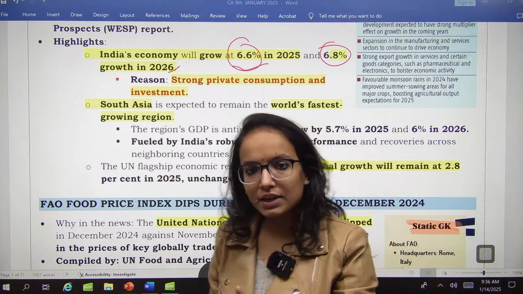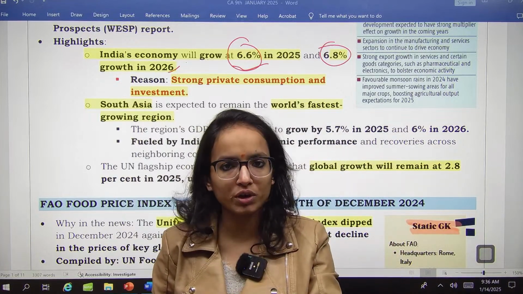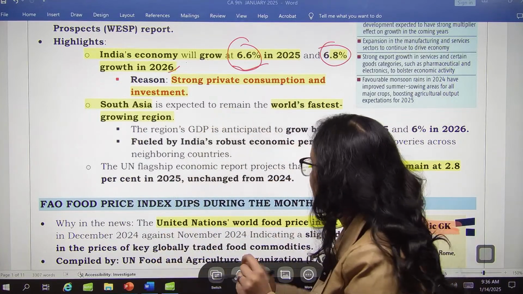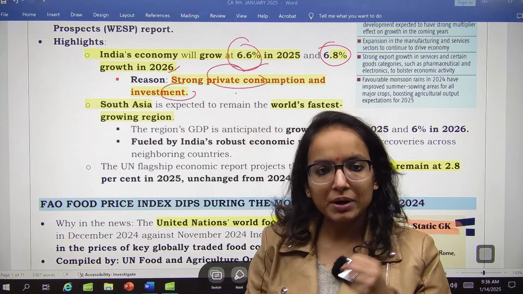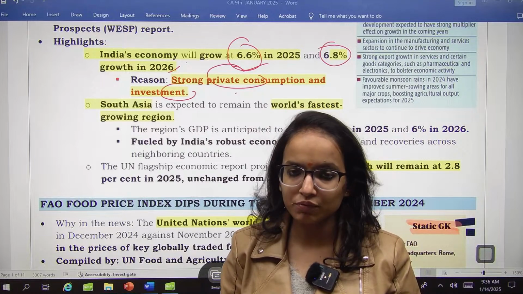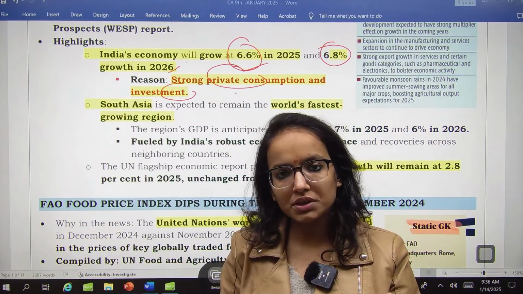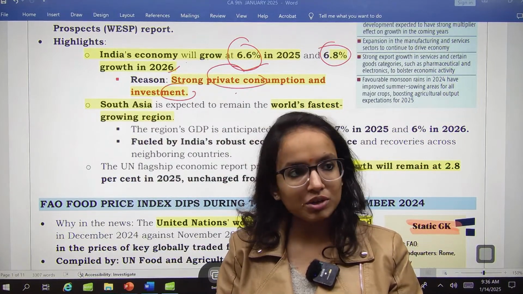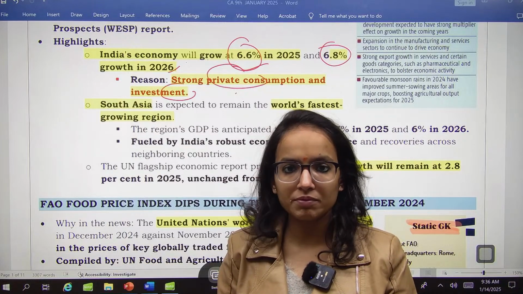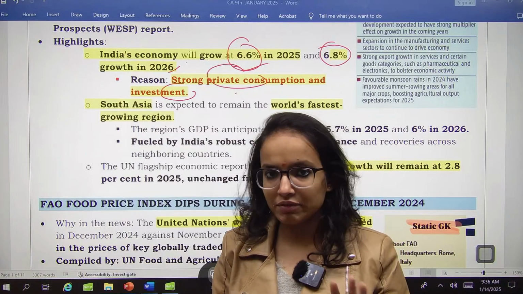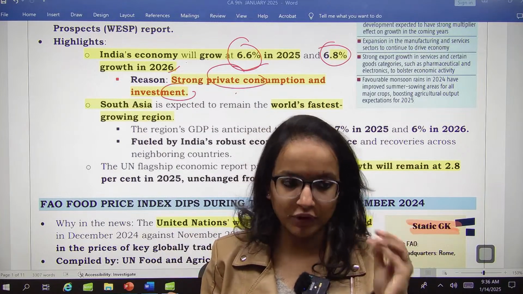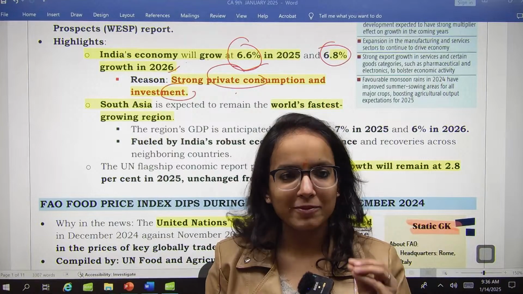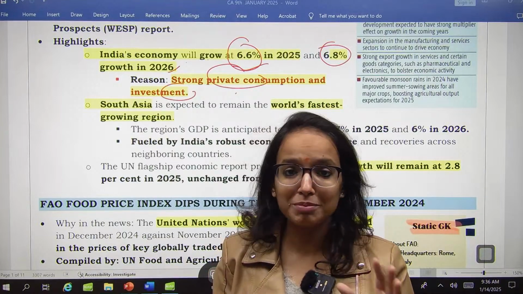Why are they expecting more growth for the Indian economy in 2026? Remember the reason: strong private consumption and investment. They are expecting that private consumption, the household consumption, would increase, and when consumption increases, you all know it, demand for certain goods and services increases, and demand is the driver of economic growth. By now all of this must have been fitted in your minds, right? I keep on saying it in every class. So you should be remembering this.